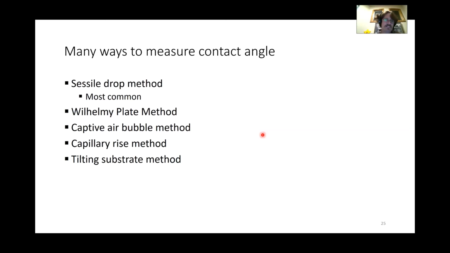There are many ways to measure contact angle, and we'll talk about five. We have the sessile drop method, which is the most common, the Wilhelmy plate method, the captive air bubble method, the capillary rise method, and the tilting substrate method.